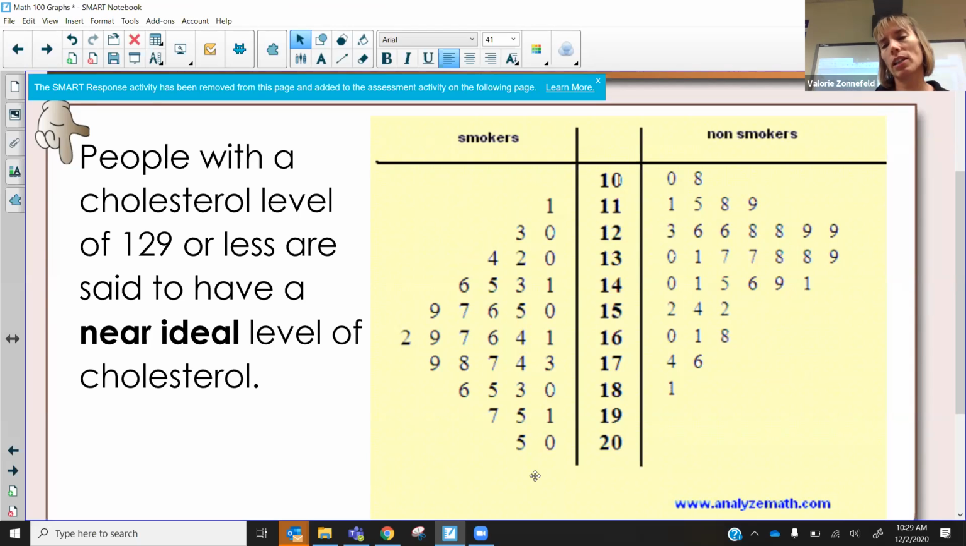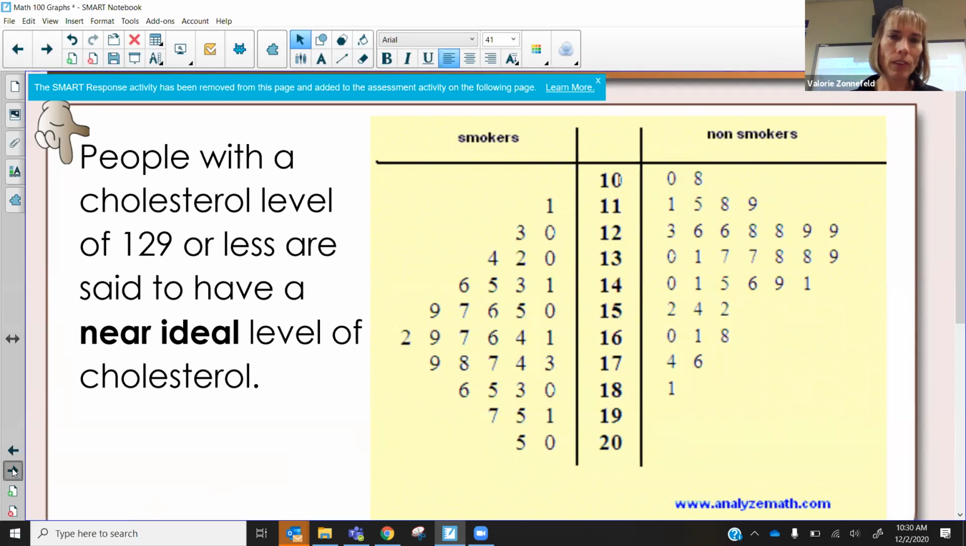Oh, one other thing I want to say just before we get going too far. The cool thing about a stem and leaf plot is if I look at just this and then I turn my head sideways, it looks a little bit like a bar graph or a histogram. And that's exactly what's going on there. It's just like a quick and dirty histogram, or I can turn my head this way and I can look at the smokers and see a histogram there as well.